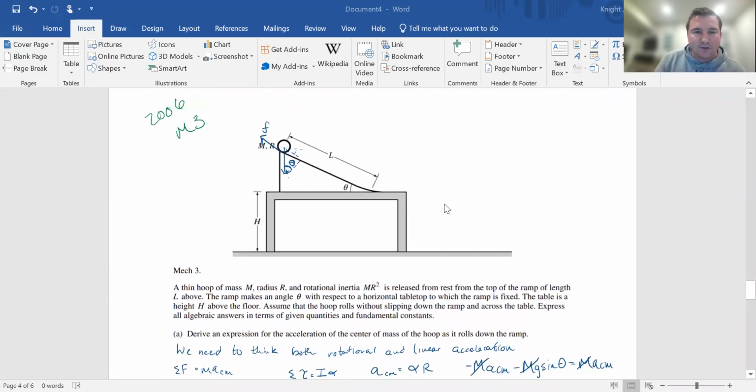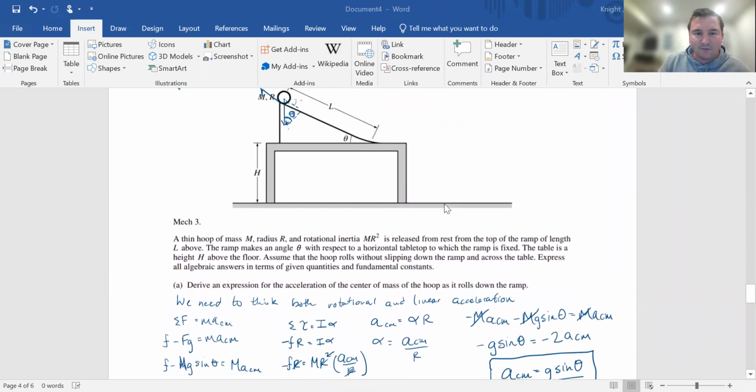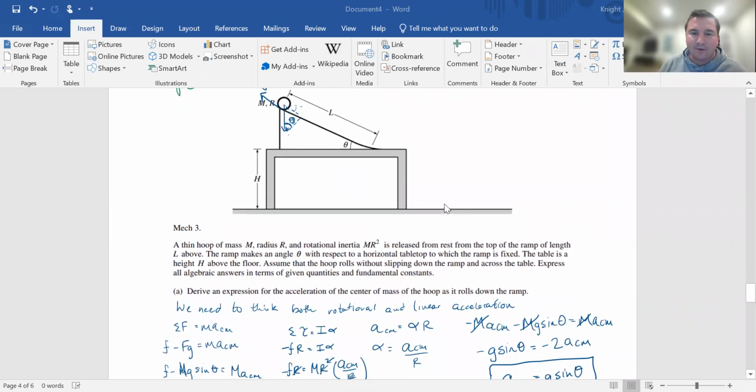Mechanics number 3, 2006. This one was a tricky one. So, a thin hoop, mass m, radius r, rotational inertia mr squared, is released from rest from the top of a ramp of length L. The ramp makes an angle theta with respect to the horizontal, and the table is a height h above the floor. Assume the hoop rolls without slipping down the ramp and across the table. Express all algebraic answers in terms of the given quantities and fundamental constants.